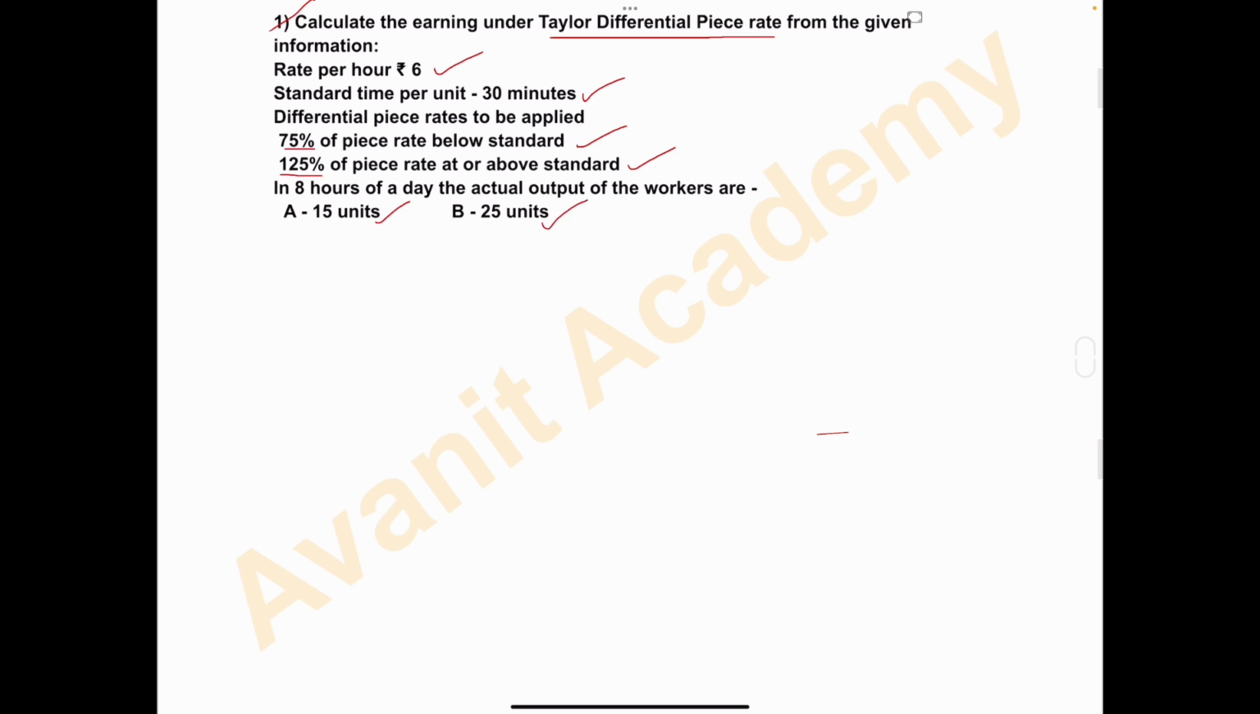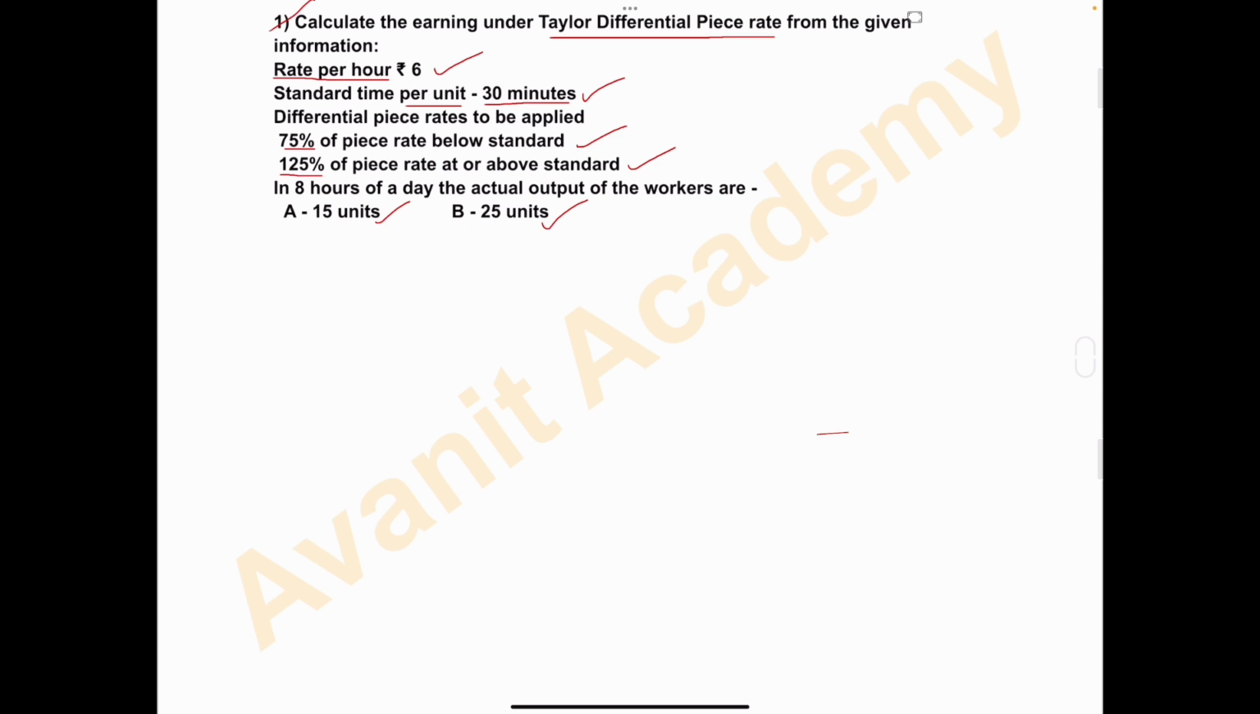So in this problem, what information have they given? Rate per hour. So per hour, the rate is rupees 6. For 1 hour the rate is rupees 6. Standard time per unit. So how many minutes are needed in total to make one unit? 30 minutes. So the standard time set for one unit, or per unit, is 30 minutes.